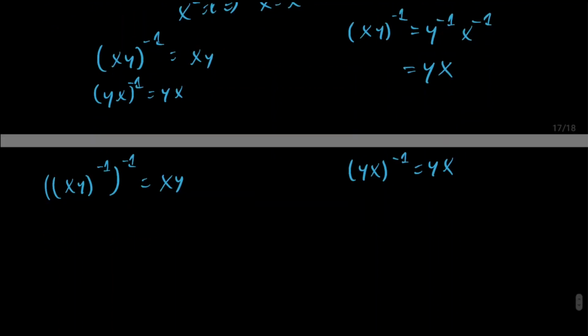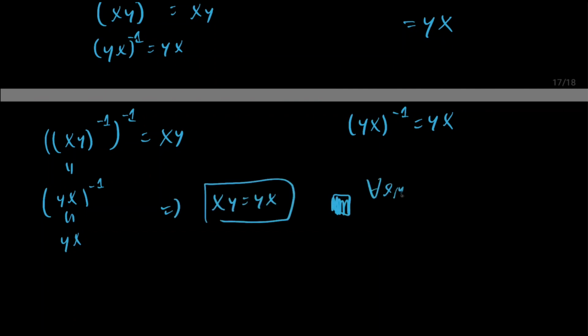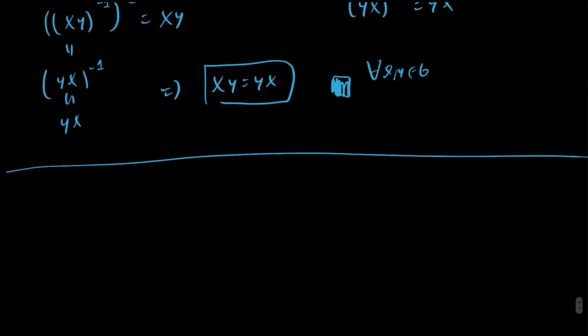But remember that the inverse of x times y, we said above, is y times x. So this is the inverse of y times x, but the inverse of y times x is precisely y times x. So we have reached the thing we wanted to prove, and that is x times y is equal to y times x for all x, y in G. So G is an abelian group. And so we have proved this fact.